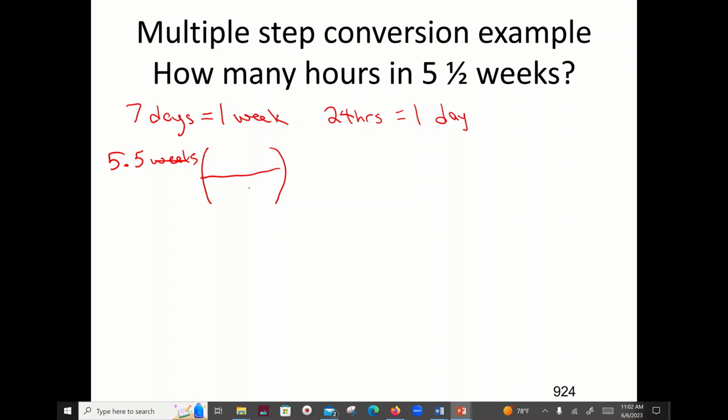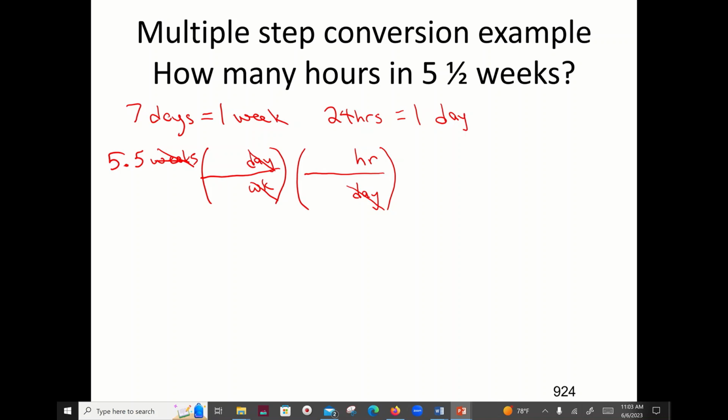So I'm going to go from weeks to days, and I'm going to go from days to hours. All right, why did I write it this way? I want to get rid of weeks, so I put the weeks in the denominator. I want to get rid of days. Okay, so that then if my units all cancel out, I'm left with hours.